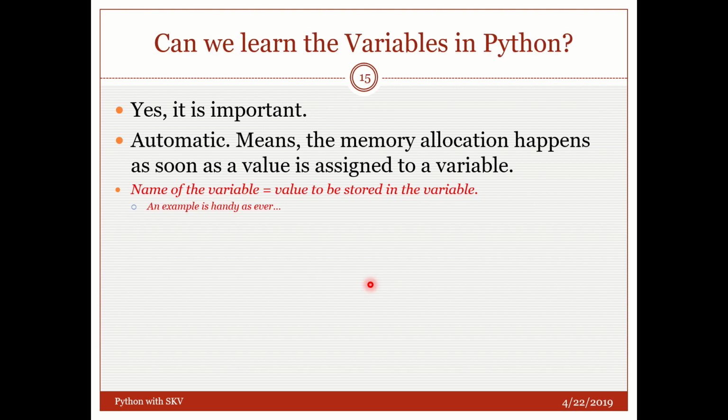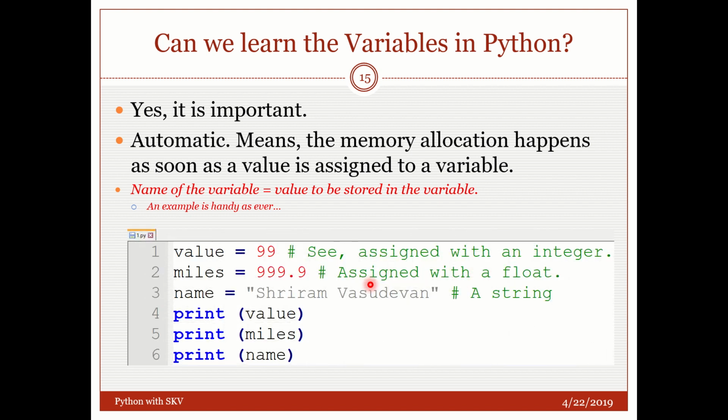And we need to learn the variable right now in Python. It is automatic, people call it. Means the memory allocation happens as soon as the value gets assigned to the variable. The name of the variable is equal to value stored in the variable. When you assign the value to a variable, the memory gets automatically allocated to it. One example will be easier for you now.